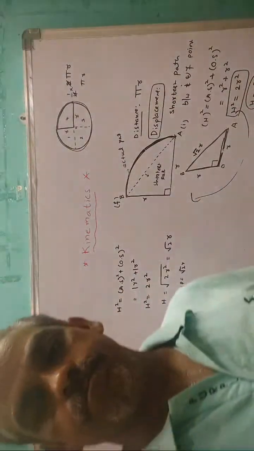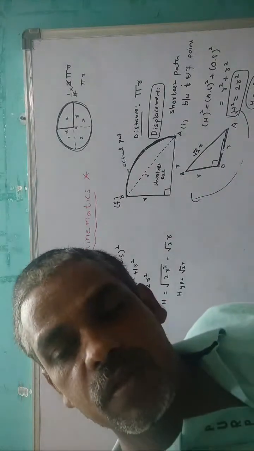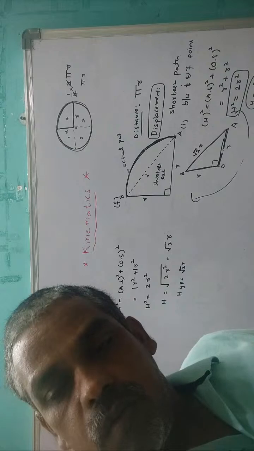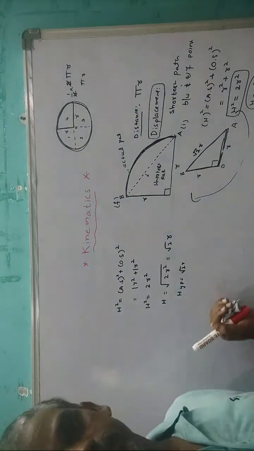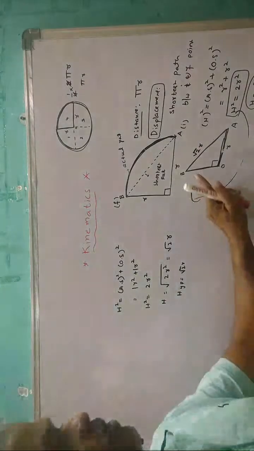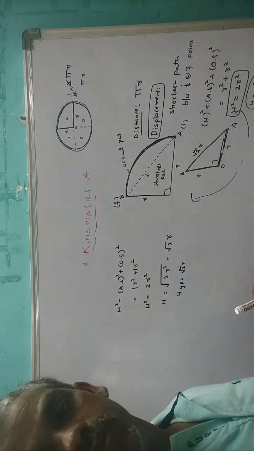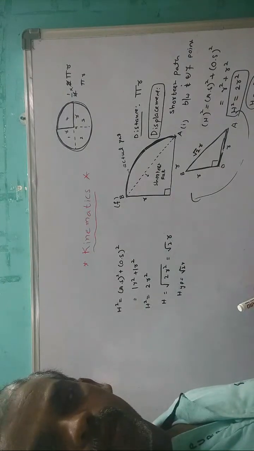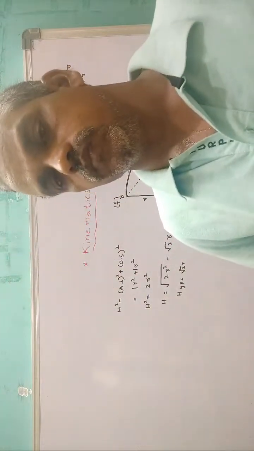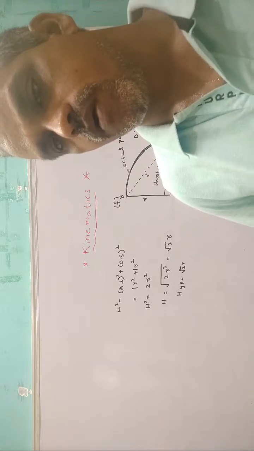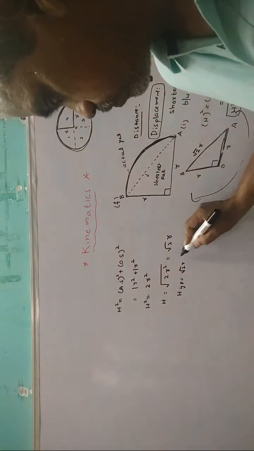See, look here. Now this is a right angle triangle, adjacent side r, opposite side r, so this will be root 2 r. Now it is okay. This will be root 2 r.